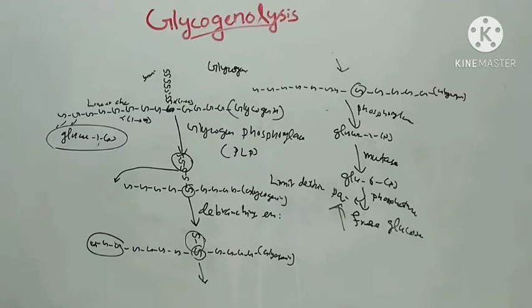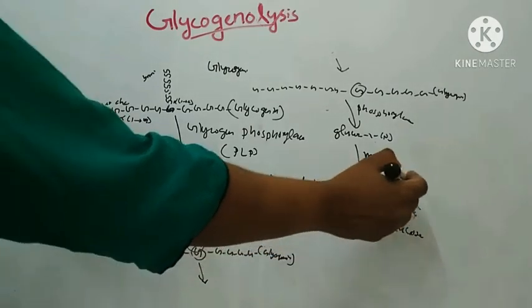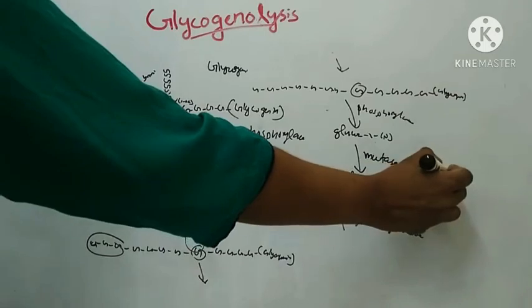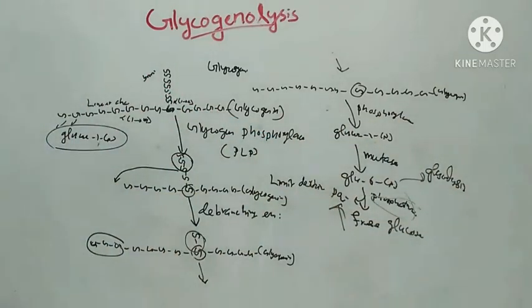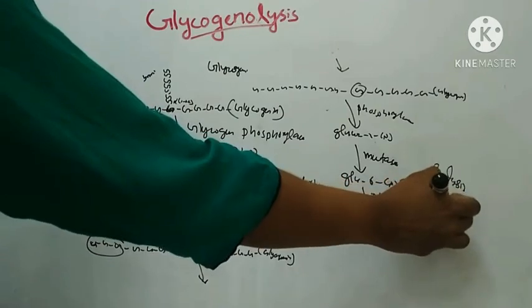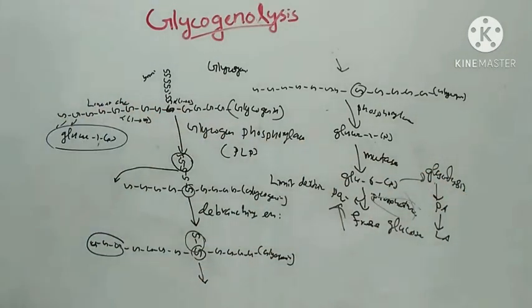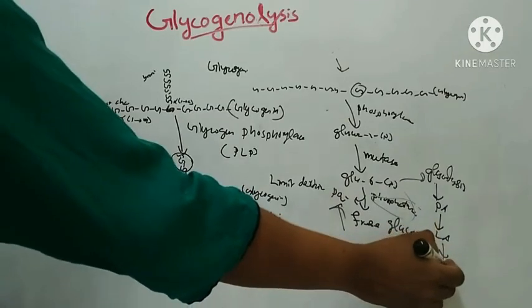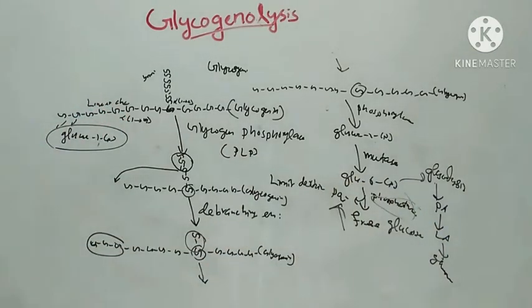In the case of muscle, the enzyme glucose 6-phosphatase is absent, so glucose 6-phosphate enters the glycolytic pathway and forms pyruvate and then lactate. So muscle glycogenolysis does not contribute to blood glucose directly, but indirectly lactic acid can form glucose in liver. So these are the steps in glycogenolysis. Next we will see regulation of glycogenolysis.